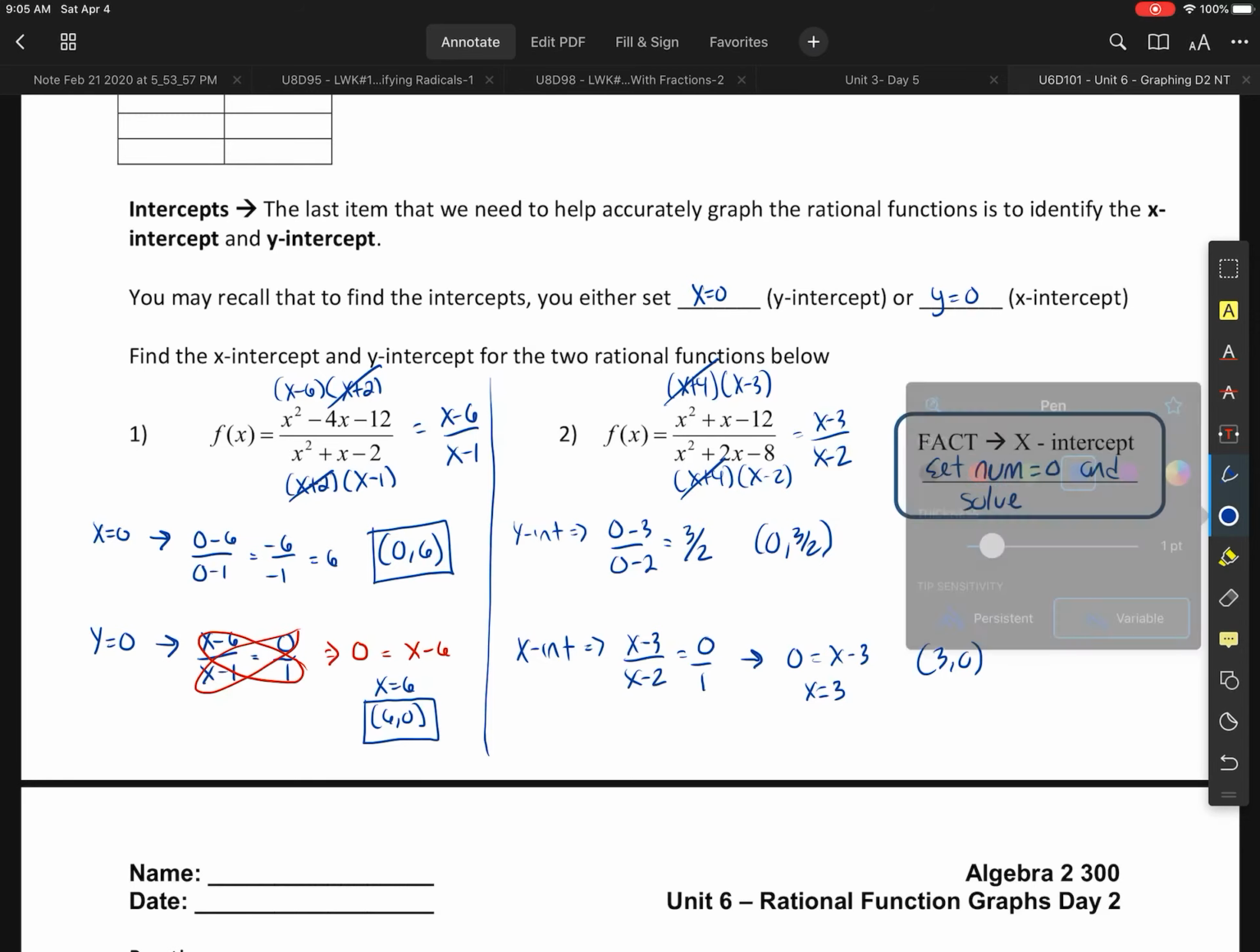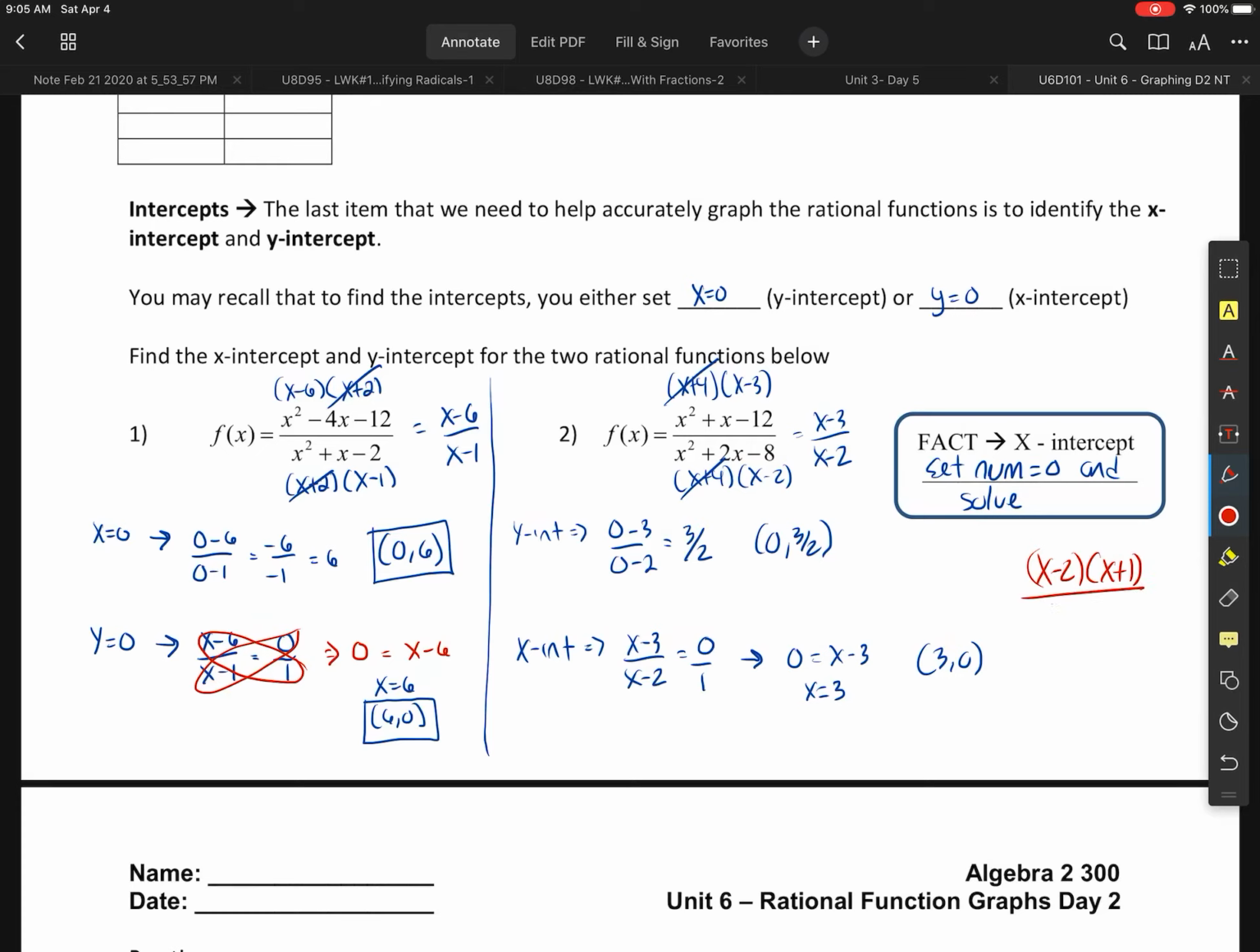So if I had something like this, x minus 2, x plus 1 over x minus 3, x minus 4. From this example right here, I know this, set equal to 0 and solve, I have an x-intercept of (-1, 0). I look at this, I set equal to 0 and solve, I have an x-intercept of (2, 0).